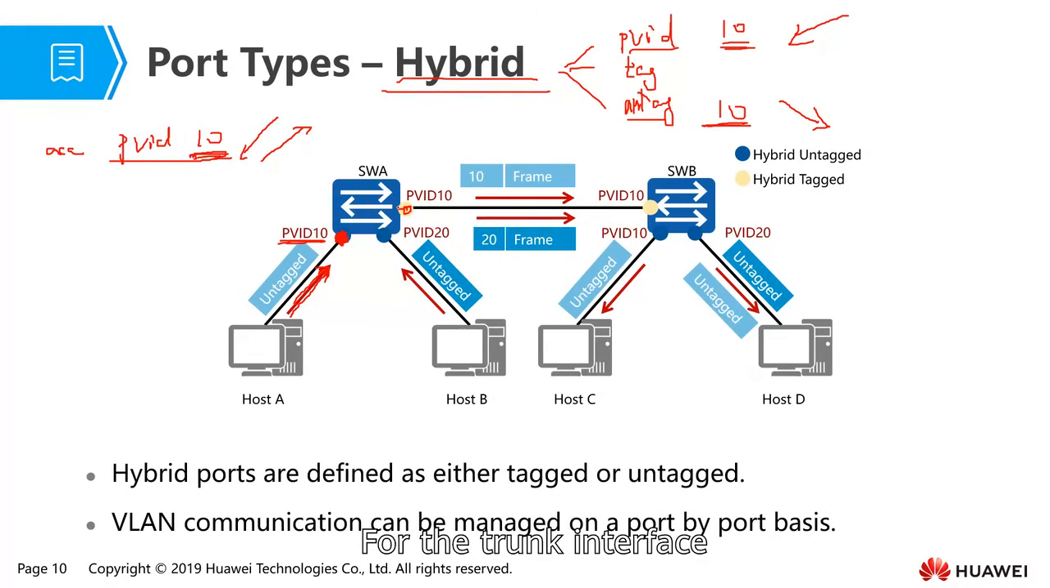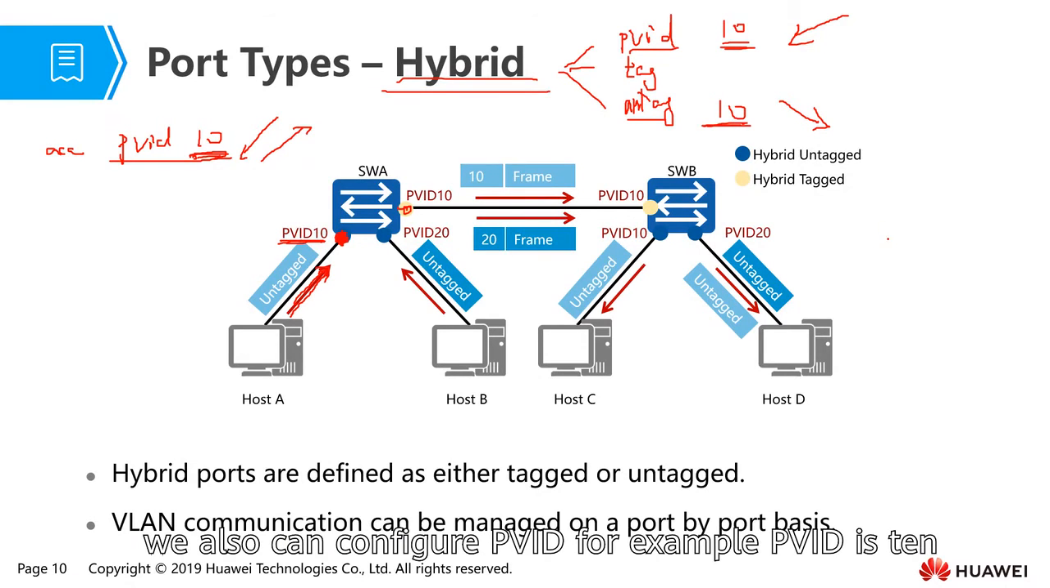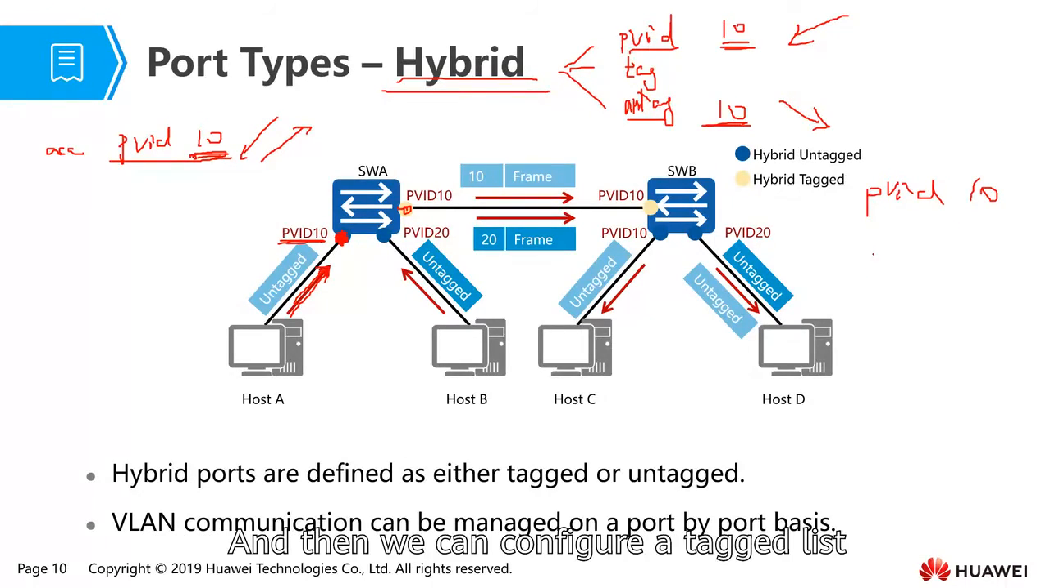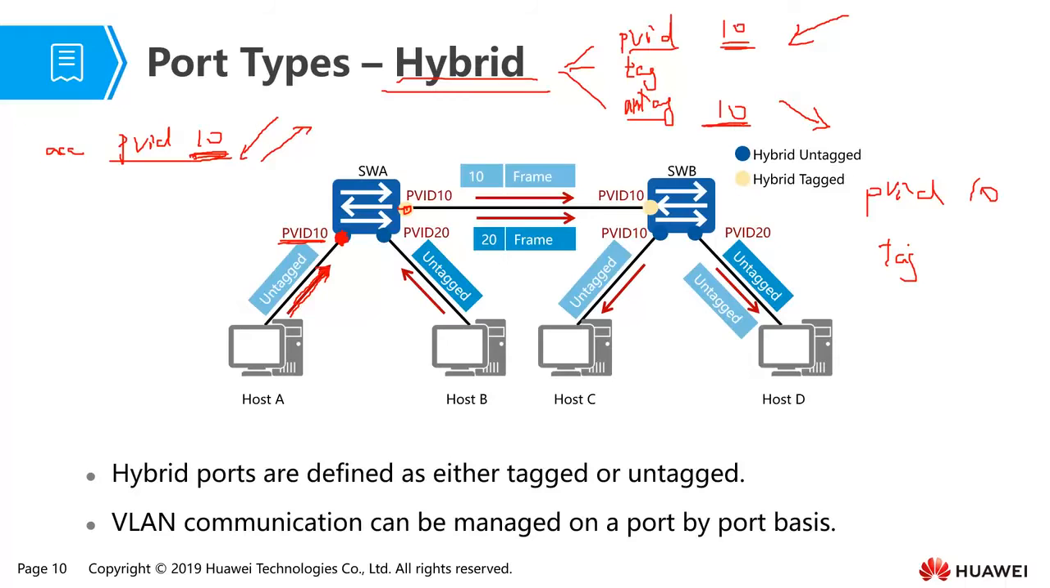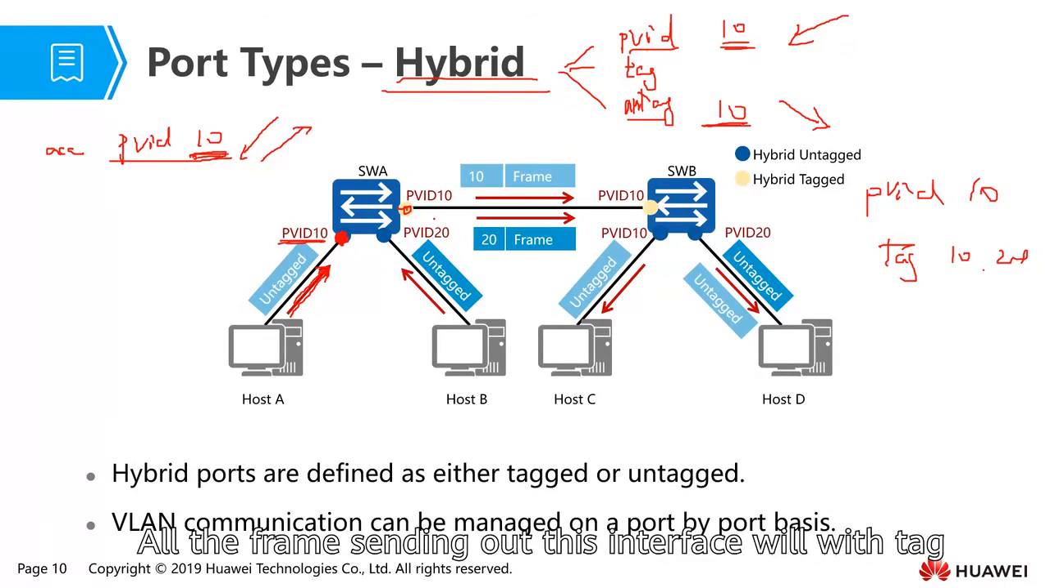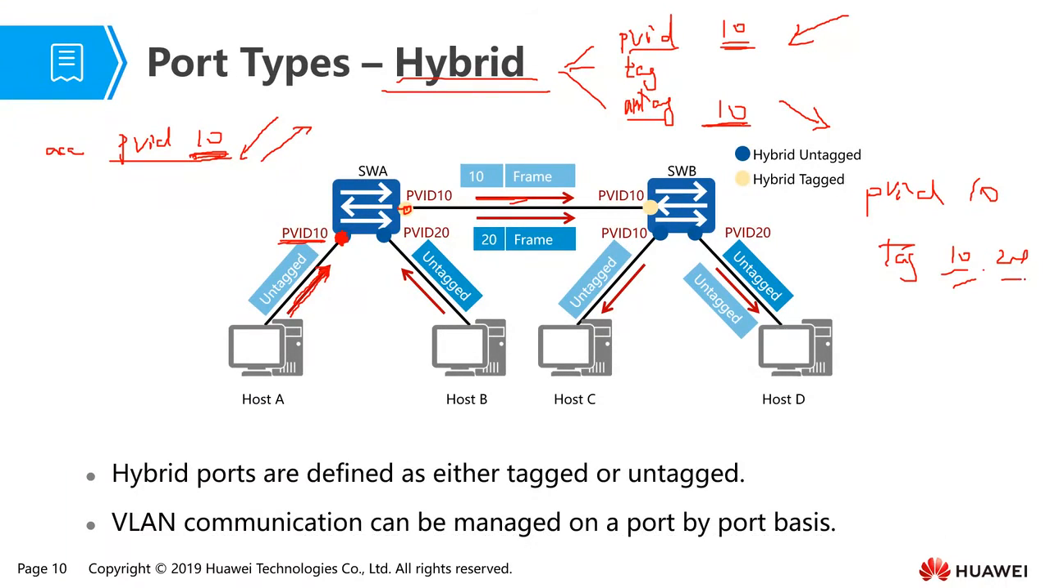And for the trunk interface, we can also configure the PVID. For example, the PVID is 10, and then we can configure a VLAN list, that's 10 and 20. Then all the frames sent out of this interface will be with a tag. VLAN 10 and VLAN 20 will be with a tag.